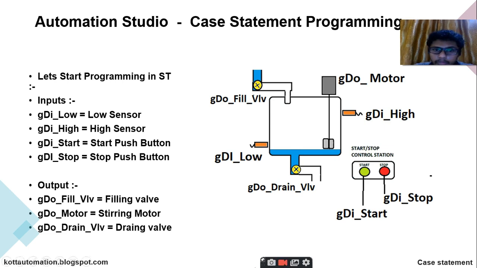We are going to develop this logic by using the case statement. In this, we have three outputs: drain valve, filling valve, motor. And on the input side, we have low level switch, high level switch, and two inputs: start push button and the stop push button.